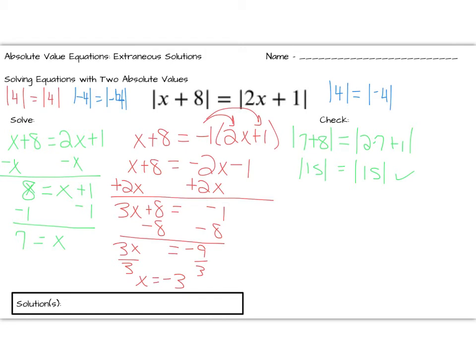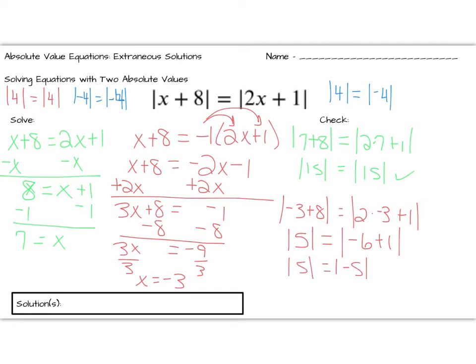Now let's check it with negative 3. Does the absolute value of negative 3 plus 8 equal the absolute value of 2 times negative 3 plus 1? So negative 3 plus 8, this would be the absolute value of 5. The absolute value of 5, does that equal? Well, 2 times negative 3 is negative 6. Negative 6 plus 1 is negative 5. Does the absolute value of 5 equal the absolute value of negative 5?